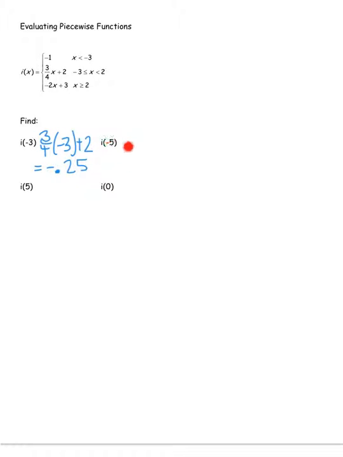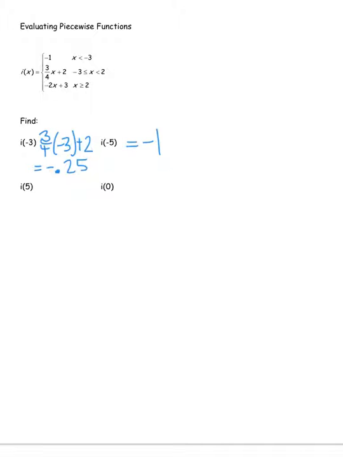What about -5? Is -5 smaller than -3? Yes, it is. Well, when we try to plug -5 in, we realize, no, there's nowhere to plug it in. It's just -1 automatically. That's the answer. If you don't see an x, the number that you see is your answer.